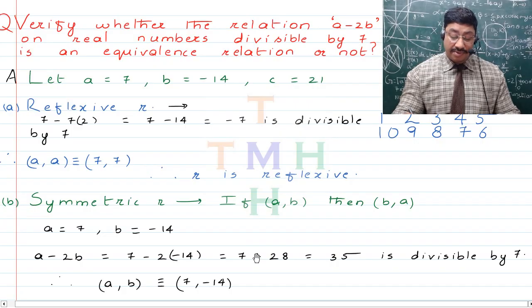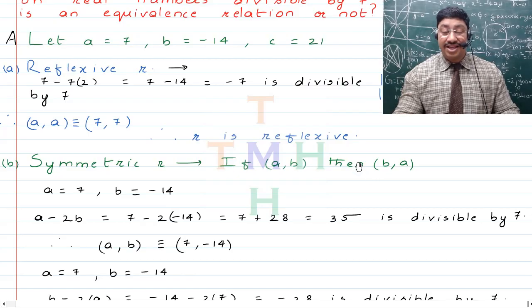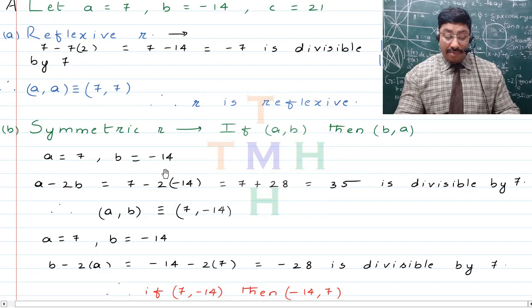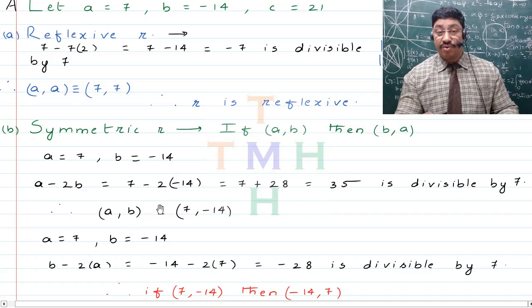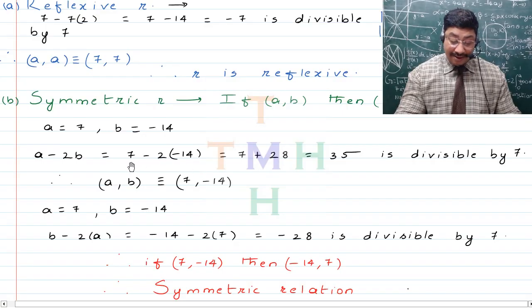Next, we talk about the symmetric relation, where first we should have a comma b as an ordered pair, and then we check for b comma a or the inverse relation. So here we have our a, which is 7, and we have our b, which is minus 14. So we first write a comma b and find out whether that is coming to be true or not. Only then can we go for the inverse relation. So a comma b is what? A comma b is 7 minus 2 times minus 14, as the value of b is minus 14, right?